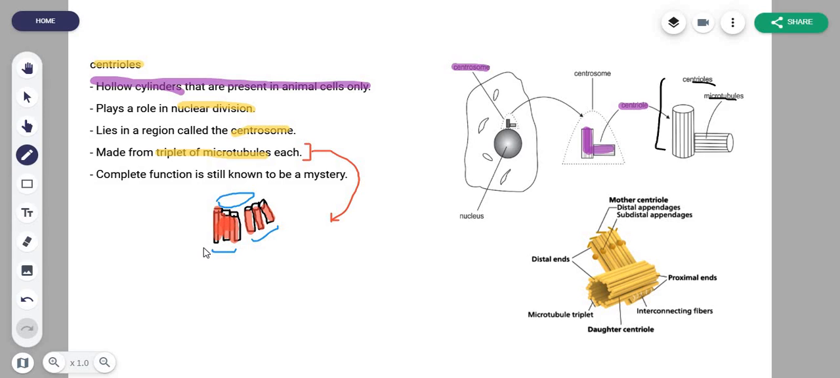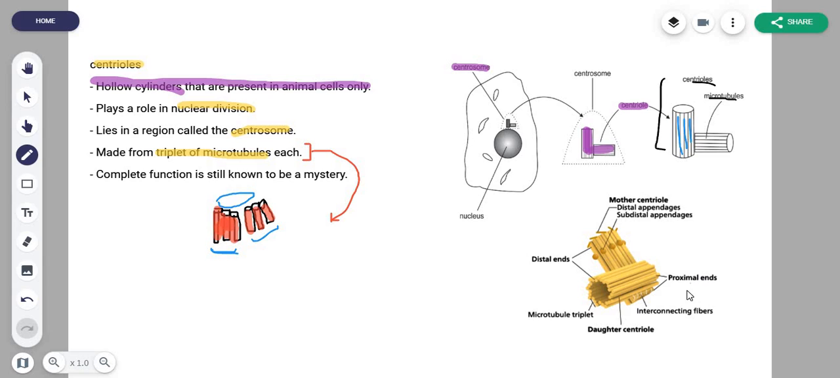9 of these, so 3 9s are 27. There are 27 microtubules in total that make up your centriole. This is the first one, and the second one, and the third one. But they're found as triplets. Sorry, that's the correct word. So that's why we say 9 triplets. They're found like these, and there are 9 of these in a cylindrical form, right?